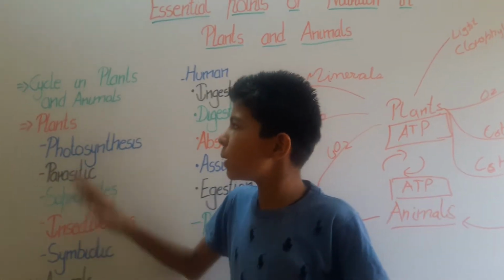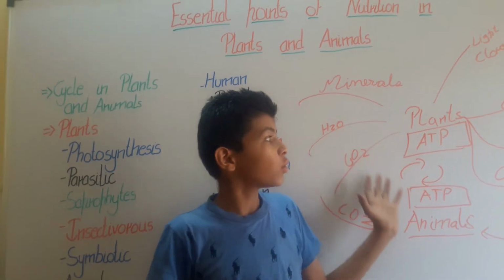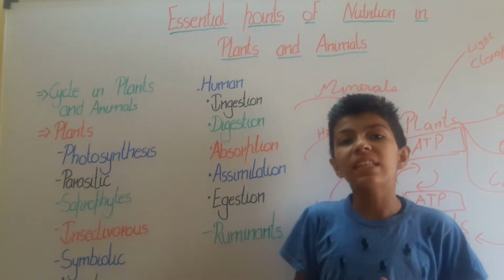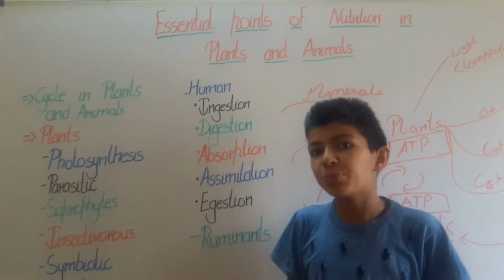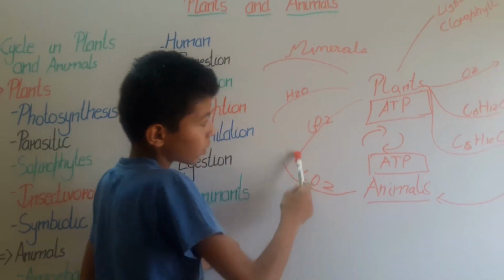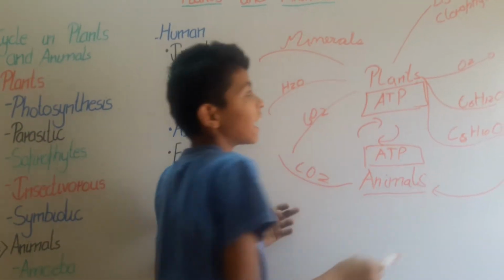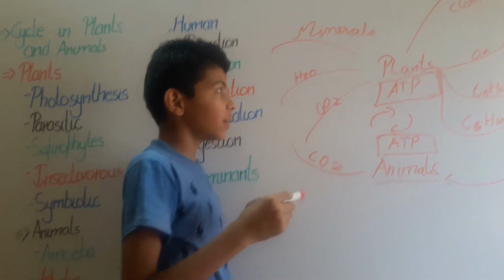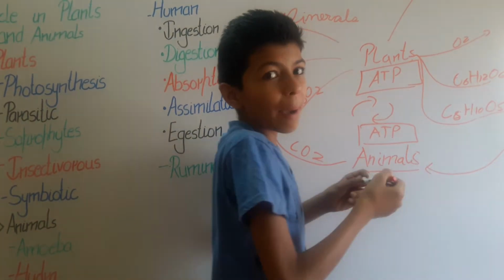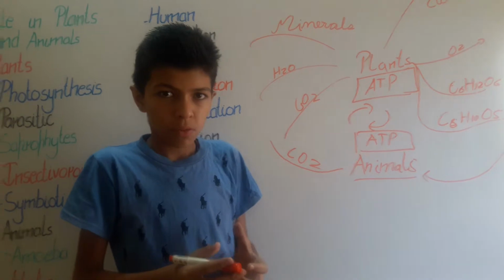So let's move to the plants. Plants prepare food using photosynthesis. So what is photosynthesis? Photosynthesis is a process by which plants make their own food. So here carbon dioxide, water, minerals, light, and chlorophyll are its requirements, and O2, which is oxygen, is its byproduct, and glucose and starch is its food.